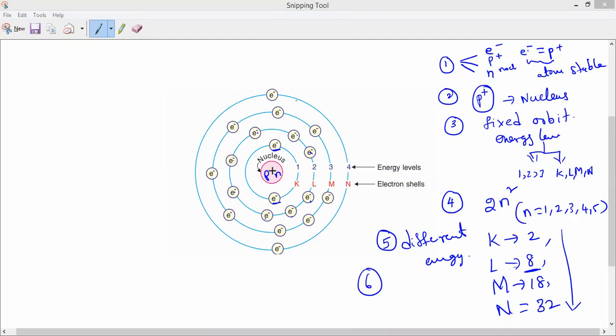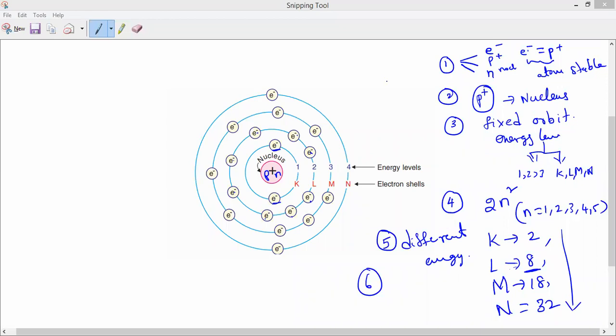So Bohr's atomic model, totally how many points? 6 points with the diagram. In that, the fourth point is very important. What is the fourth point? Finding the number of electrons, 2n square. What is the formula? 2n square. Yeah. So that is the most important formula which we need to use many times in the future also. So this is all about it. Now if you understand this, kindly everybody join back, and we'll meet.